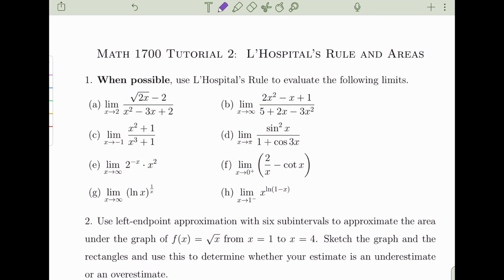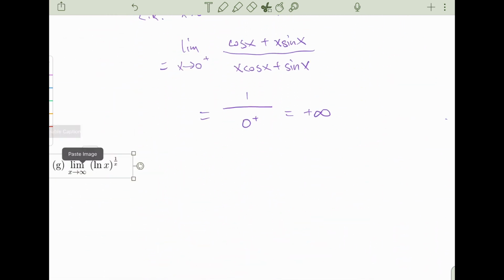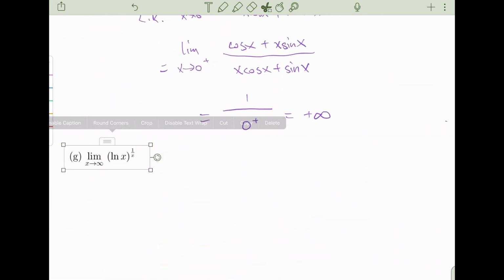Now let's work on this G, which is a crazy question. Very difficult question. So we have this limit, x goes to infinity, ln of x to the 1 over x raised to this power. So whenever we encounter this, you will likely need to use the log function to help you.